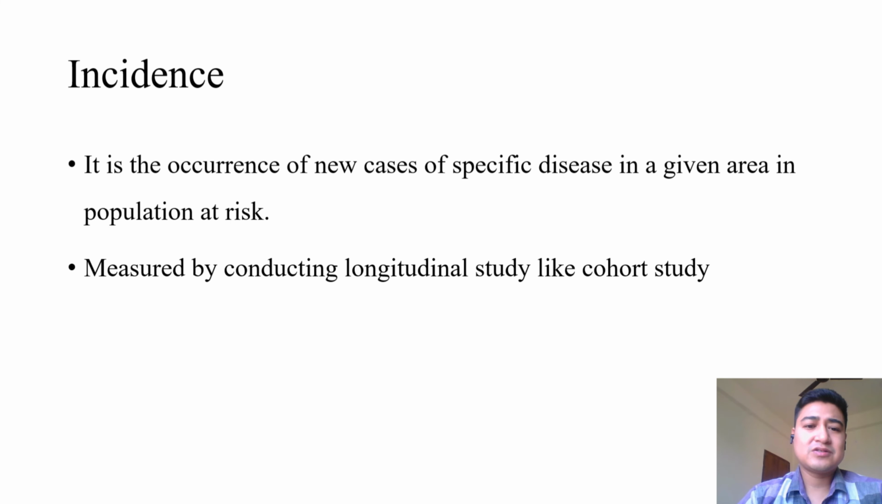Coming to the incidence. What is incidence? It is the occurrence of new cases of a specified disease in a given population at risk. It is generally measured by conducting longitudinal studies like cohort studies. So, it helps to assess the risk of getting a disease in the population. It is crucial for the detection of outbreaks. Okay? And with that, the planning interventions of the government or any agencies, they will evaluate the control programs of a disease. These are the importance of incidence of a disease.